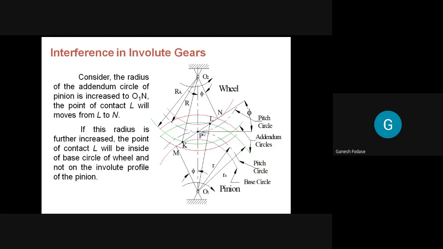So to avoid that, we can extend this addendum radius, that is O1N, up to this point only. If I increase this radius beyond this point, then it falls inside the base circle. So this one is the base circle. The point of contact is inside the base circle, anywhere here, and there will be interference. What we understand here is that we can increase the addendum radius up to the point of tangency. Which are the points of tangency? M and N.